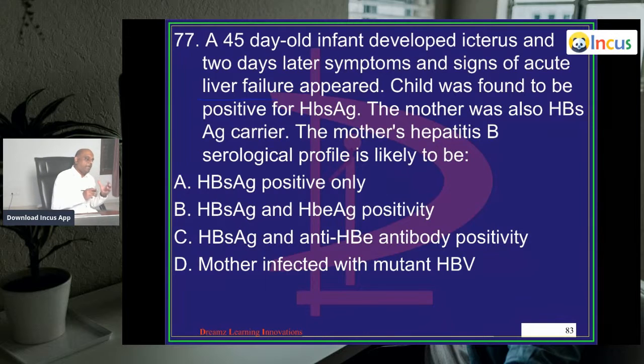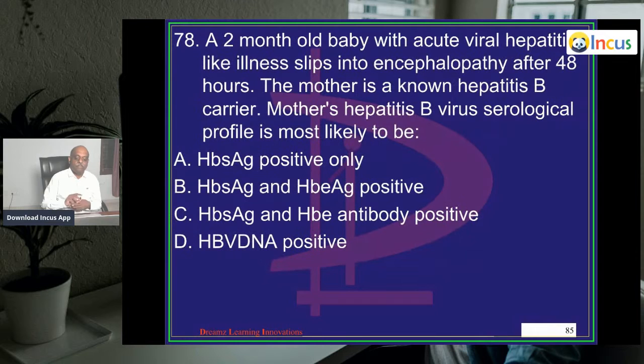So, what is it like? When will the mother transmit to the fetus? If her hepatitis B virus is highly infective, how do you know that? Envelope antigen positivity is an indicator of high infectivity, is what you should know.